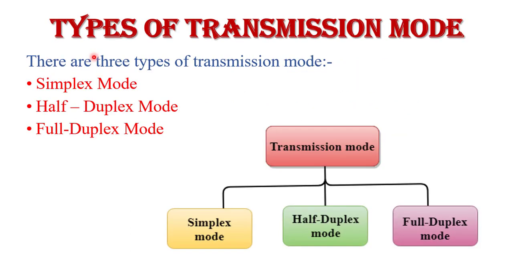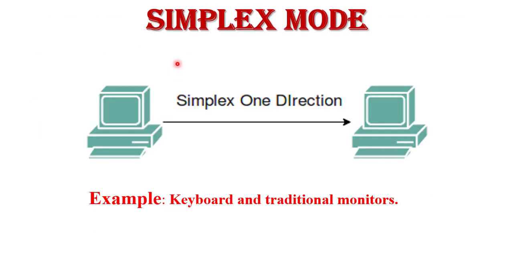Now, types of transmission mode. There are basically three types of transmission mode: simplex, half duplex and full duplex. Here in the diagram we see transmission mode is classified into three types: simplex mode, half duplex mode and full duplex mode. Here I explain all the modes in detail. So first is simplex mode.